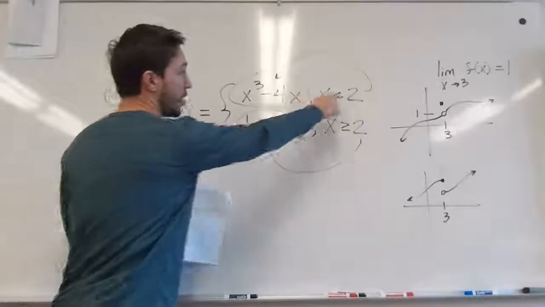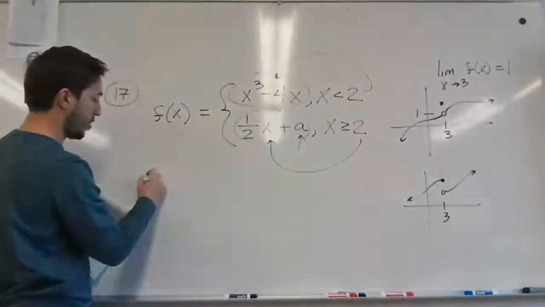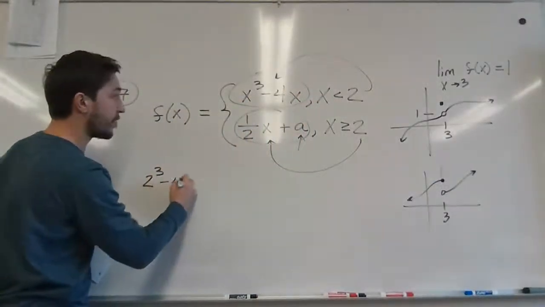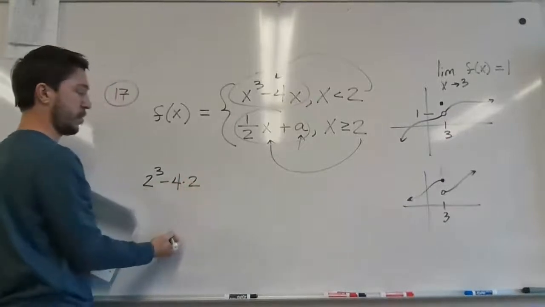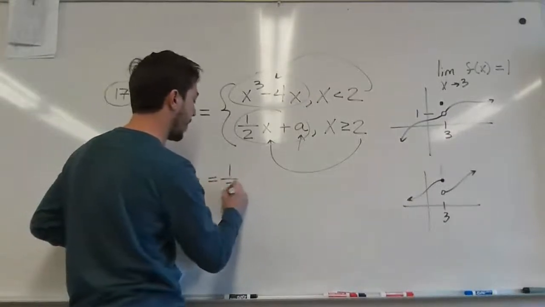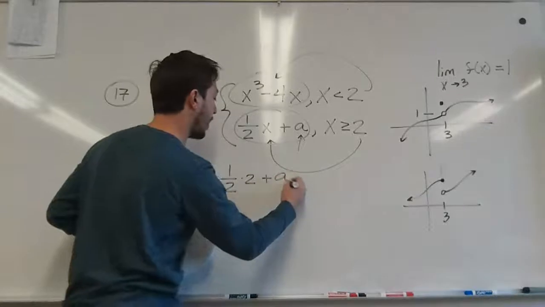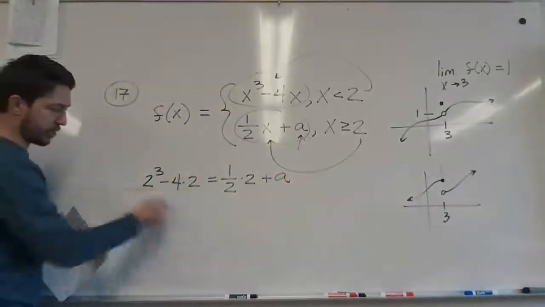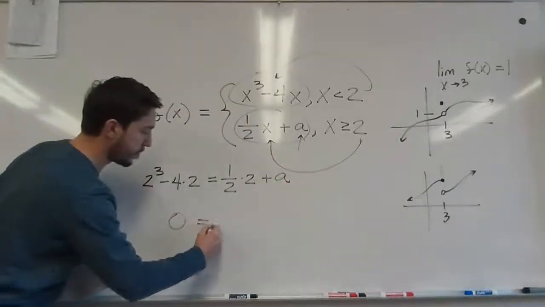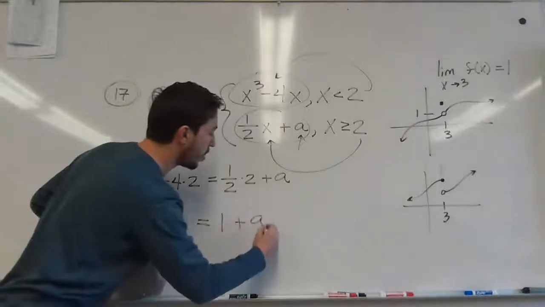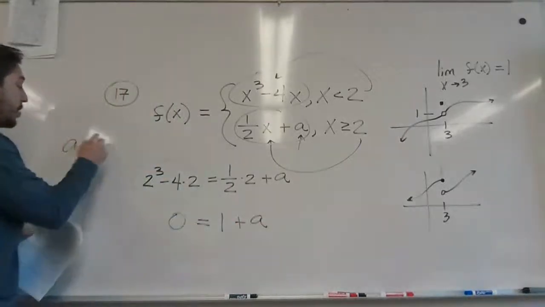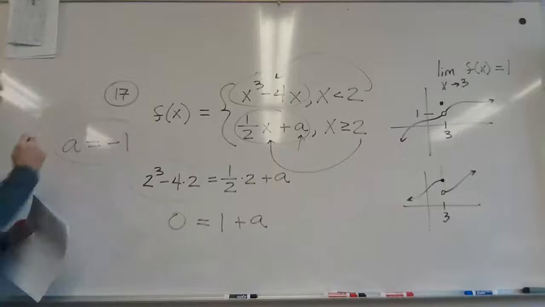Right? So let's do it. Plug 2 in. You get 2 cubed minus 4 times 2 has to equal 1/2 times 2 plus A. So this is 0. This is 1. So it turns out that A would have to be the number -1.